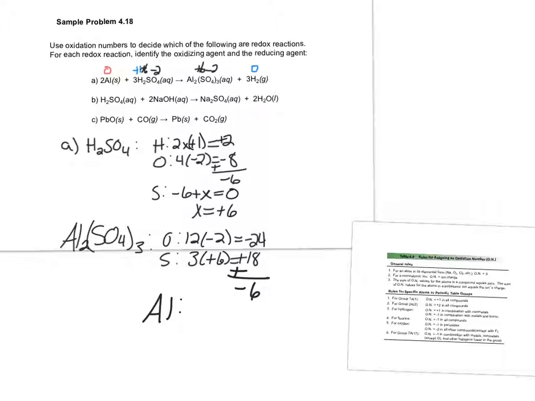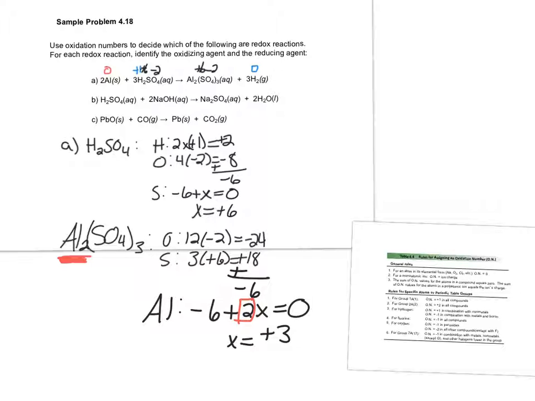Okay, so I've got -6 plus 2 times what equals 0. X must equal +3. Notice I had to put a 2 there because I got 2 aluminums up here. Okay, got 2 aluminums there. So we got to do that. So now I can put my +3.